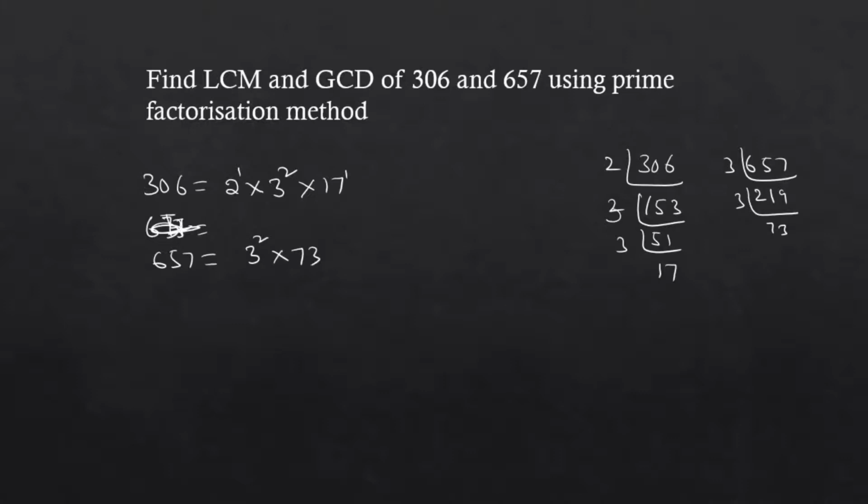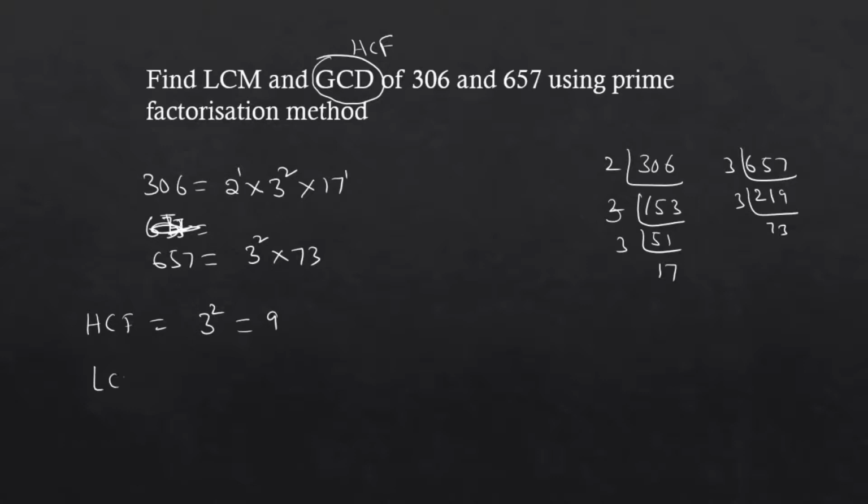What is GCD? GCD or HCF? Both are the same. Don't confuse that. Greatest common divisor, highest common factor, both are the same. How will we find HCF? HCF is equal to, we have to pick common factors from these two. What is common? Only 3 is common. And of those, the smaller one, both have 3 square. So 3 square. That means HCF is 9. 9 is the HCF of 306 and 657.